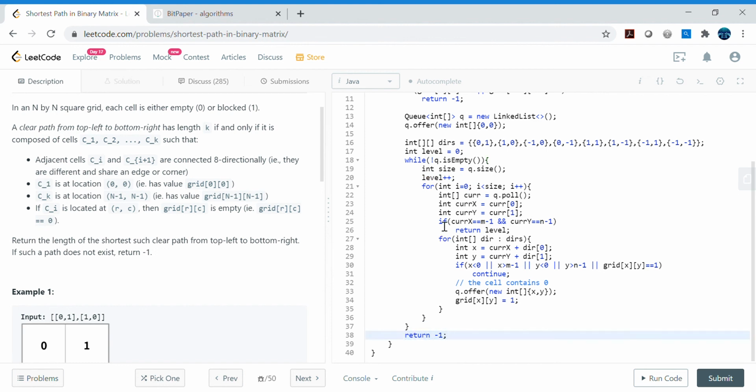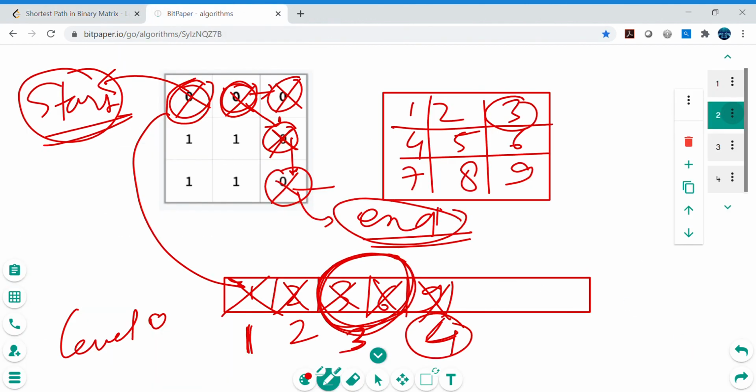But during the BFS traversal, if we find the coordinates and it reaches the end, then we return the level, whatever the level we are at. So let's say for example at this level we are at 4 because we reached the end of the matrix.